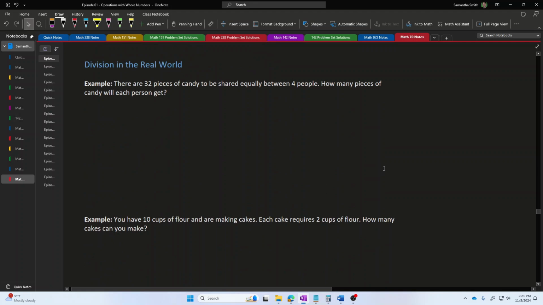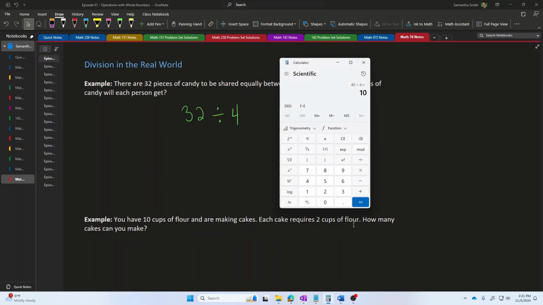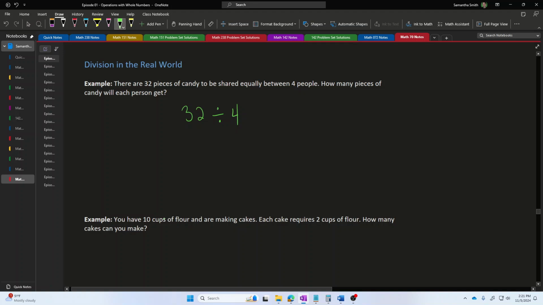One of the ways that division is used in the real world is when you are trying to share something fairly. For example, if I have 32 pieces of candy and I want to share them equally between 4 people, how many pieces of candy will each person get? This question can be answered by taking the total number of candy pieces that I have and dividing that among the 4 people. And so if I take 32 objects and divide it by 4, each person, each group, is going to get 8 of those objects. 8 candy pieces per person.